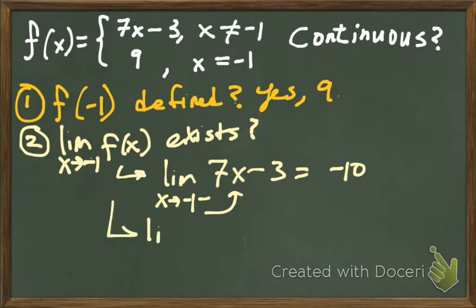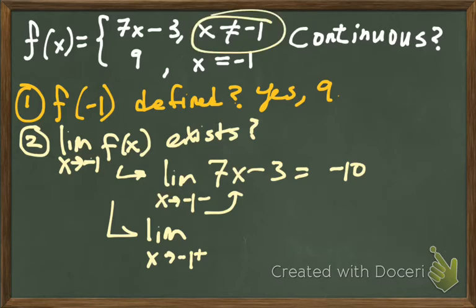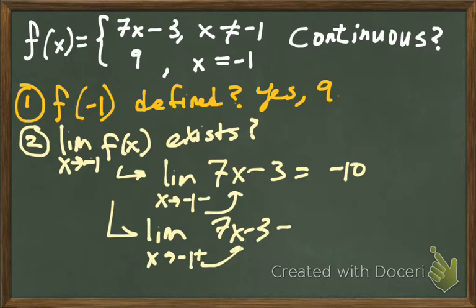What about from the right? -1 from the right is also not -1. -1 from the right is -0.9999999. Very, very close to -1, but not -1. Once again, not -1, meaning use the top rule. Well, hey, I'm going to get -10 again. Does the limit exist? Yes, it does. Yes, it does. And it's equal to -10.